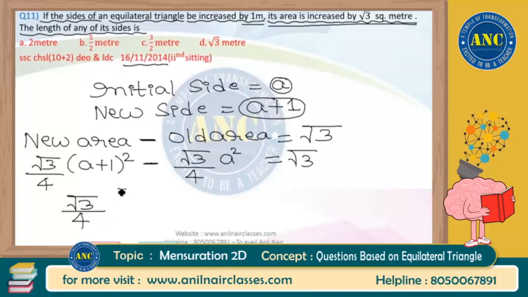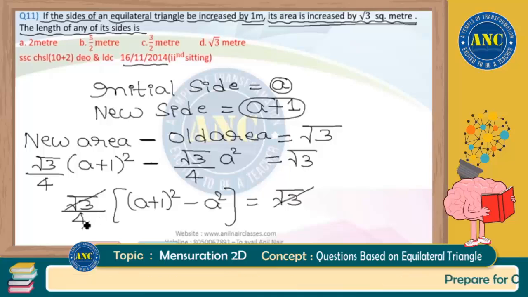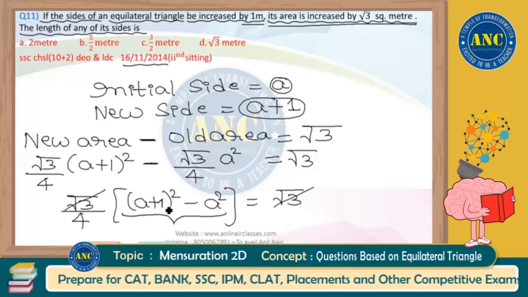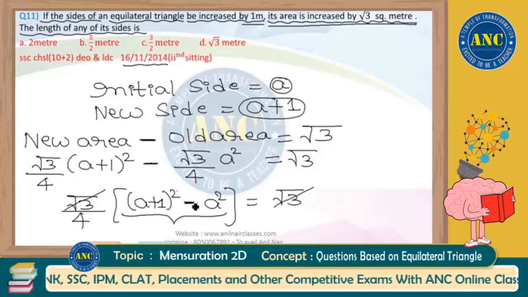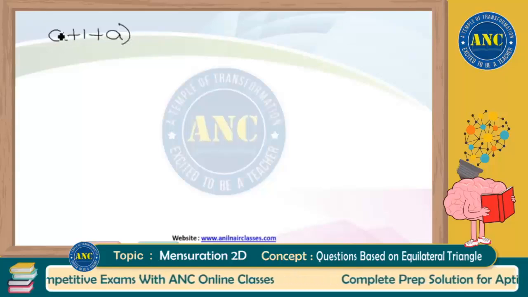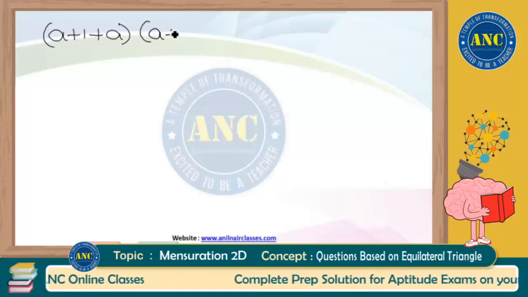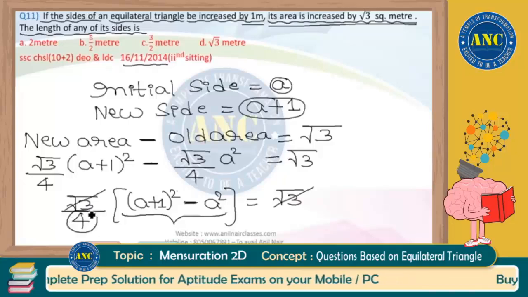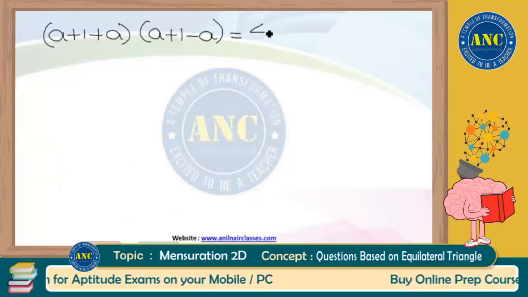Can I say that this is root 3 by 4. If I take the common factor, inside the bracket a plus 1 whole square minus a square will be pending. Here root 3 will be pending on the right side. Cancel that root 3. This 4 in the left hand side will come to the right hand side. Left hand side is a plus 1 whole square minus a square. It is similar to x square minus y square, x plus y into x minus y. That means it is a plus 1 plus a into a plus 1 minus a. That 4 on the left hand side in the denominator will come to the right hand side. This is equal to 4.